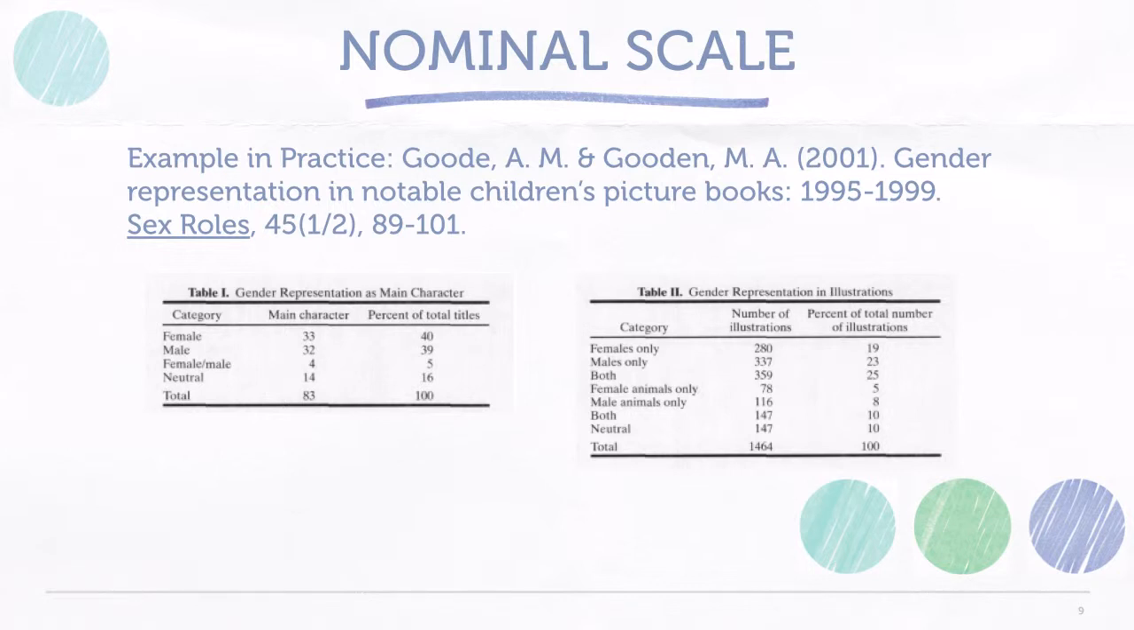Now, the interesting thing about this particular study is they looked at both main characters of these books as well as representations and illustrations. And their illustrations are a little bit more in-depth and thorough. So they have categories of females only, males only, both, female animals only, male animals only, both, and neutral for a grand total. But both of these are really examples of nominal scales where within the data themselves, there isn't necessarily one being better than the other. It's merely a category of difference.